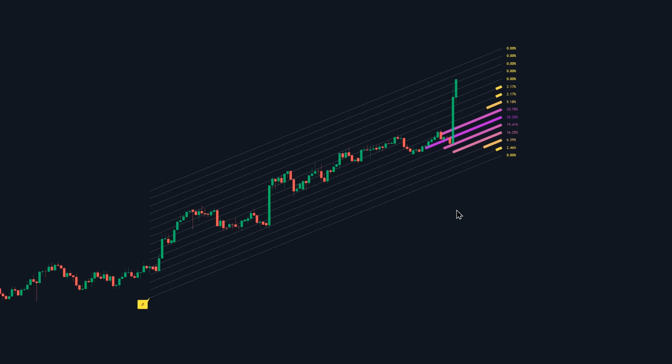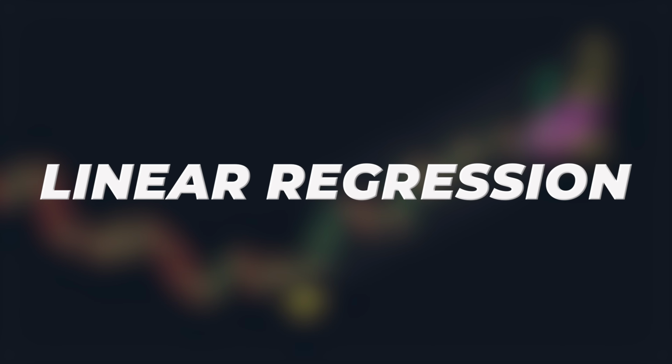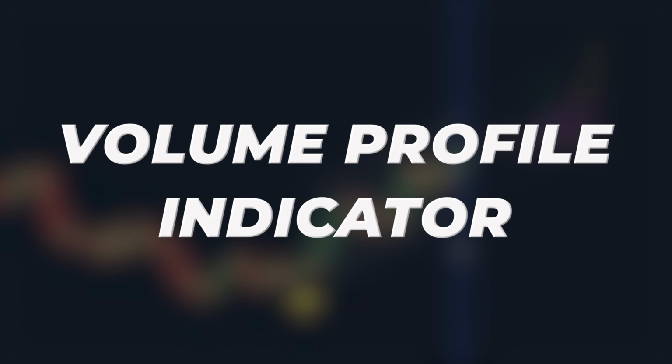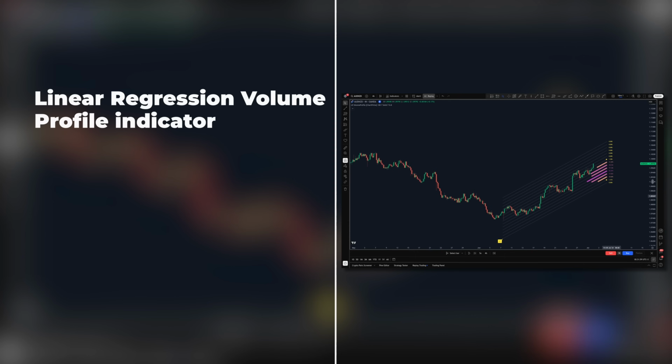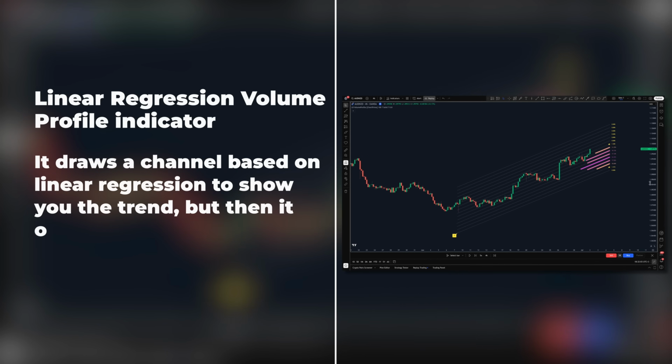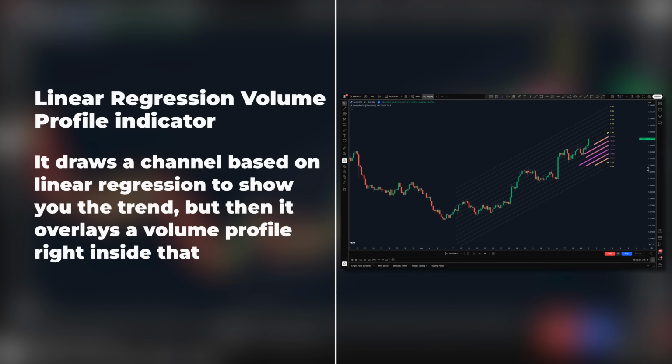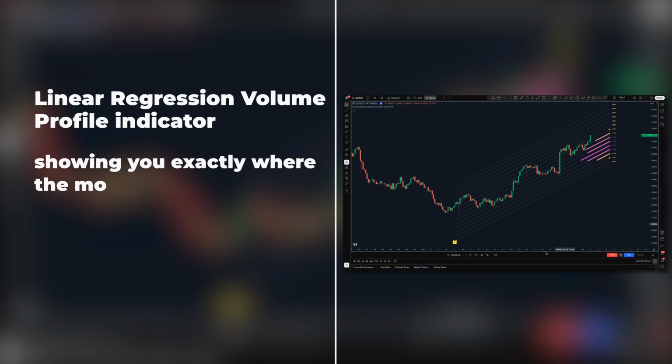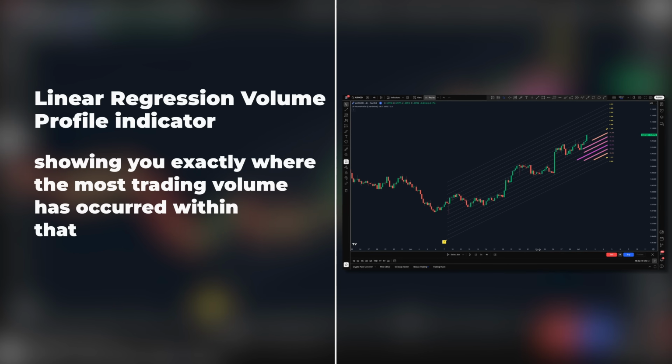Ladies and gentlemen, this is the all-powerful Linear Regression Volume Profile indicator by ChartPrime. What it does is pretty cool. It draws a channel based on linear regression to show you the trend, but then it overlays a volume profile right inside that channel, showing you exactly where the most trading volume has occurred within that trend.